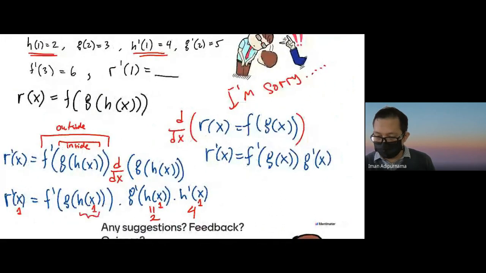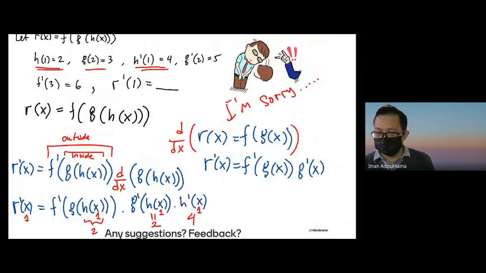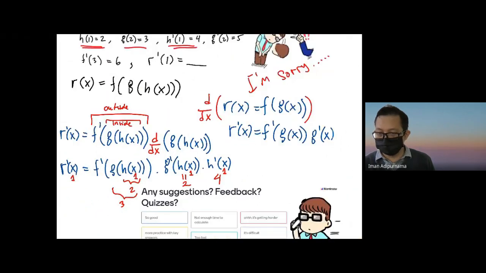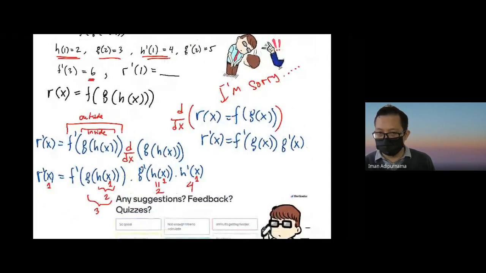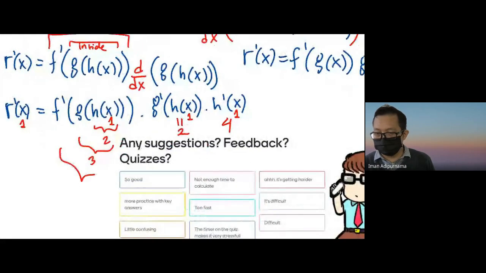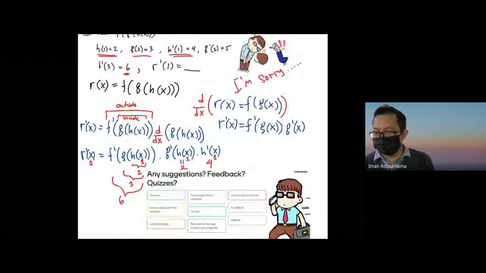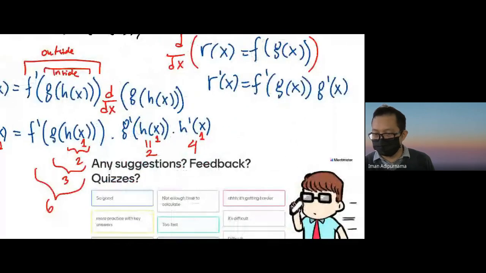h(1) is 2, so the whole inside is 2. g(2) is 3, so the whole inside is 3. f prime of 3 is 6. And g prime of 2 is 5. So 6, 5, 4. This will be 6 times 5 times 4, which is 120.